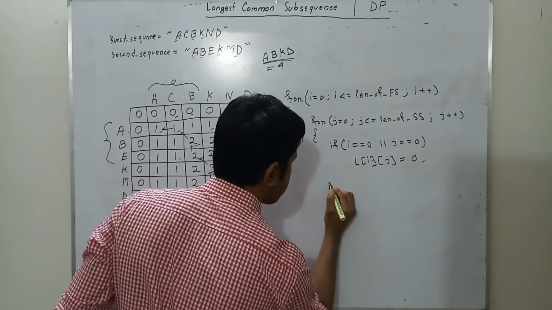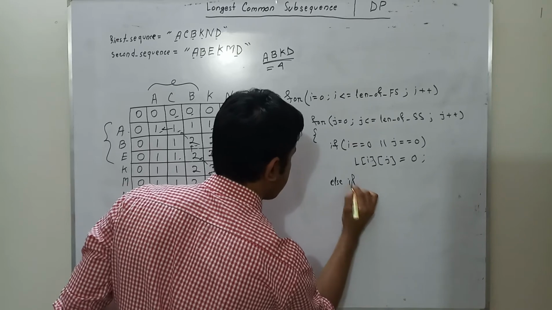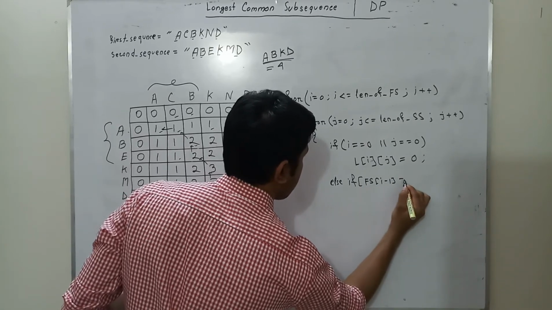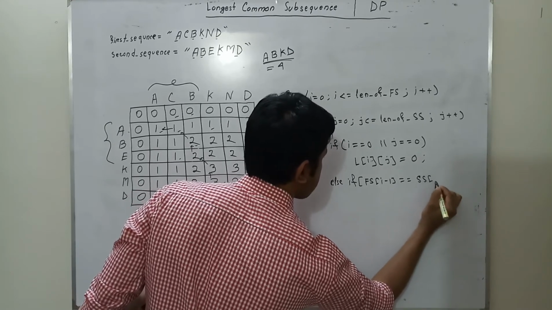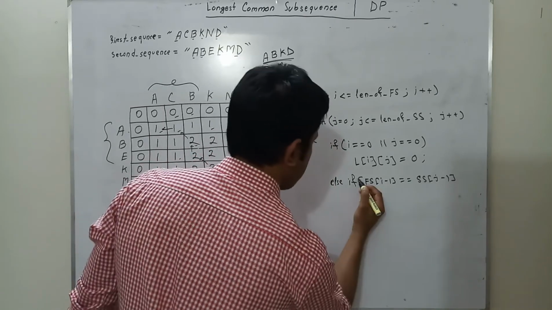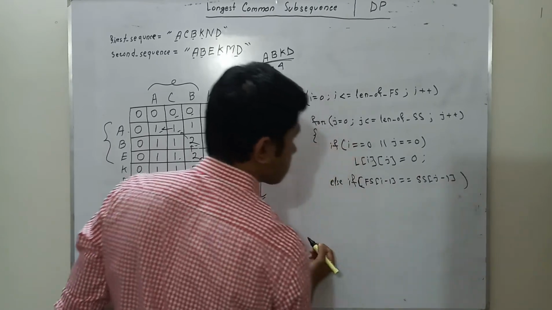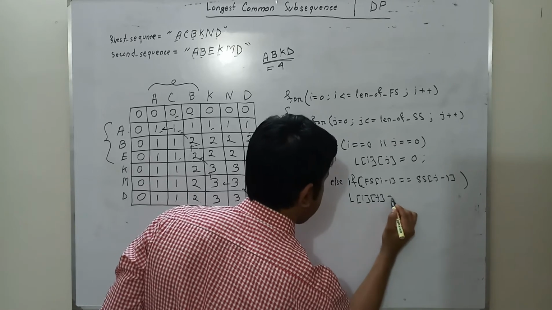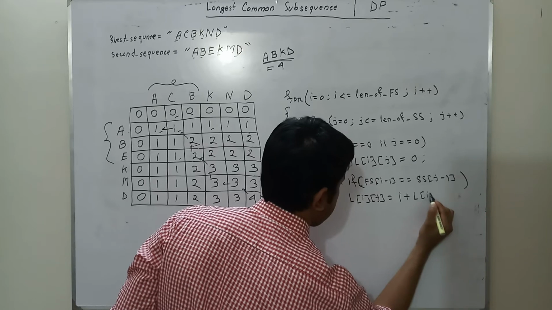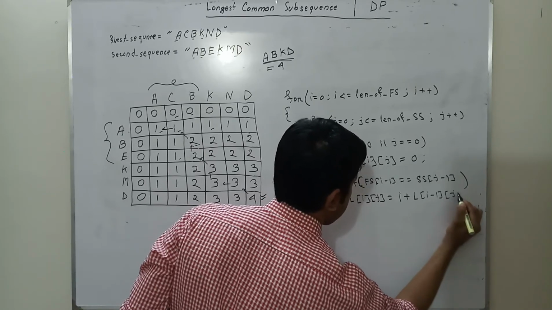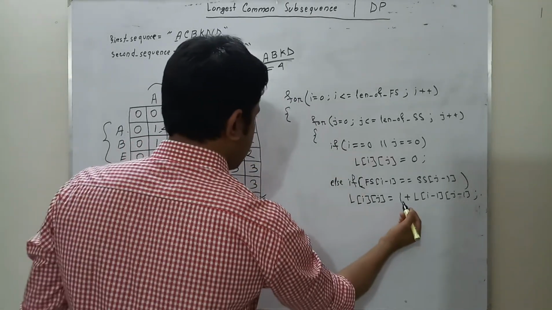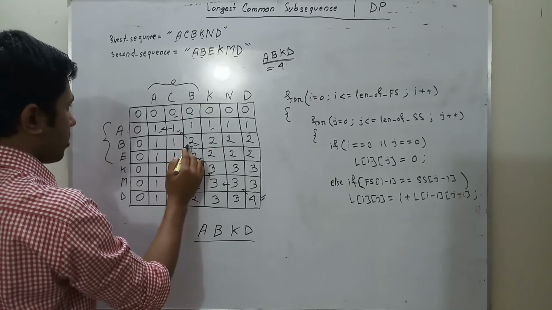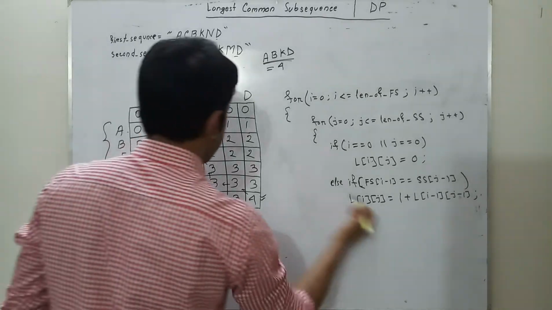Now we will see if there is a match character, first sequence fs[i minus 1] equal to second sequence character, then we will increment the value. This will cover where the characters will be matched. Suppose here B is matched with this B, so the value will be incremented from this field, 1 plus 1 equal 2. This will cover this case.